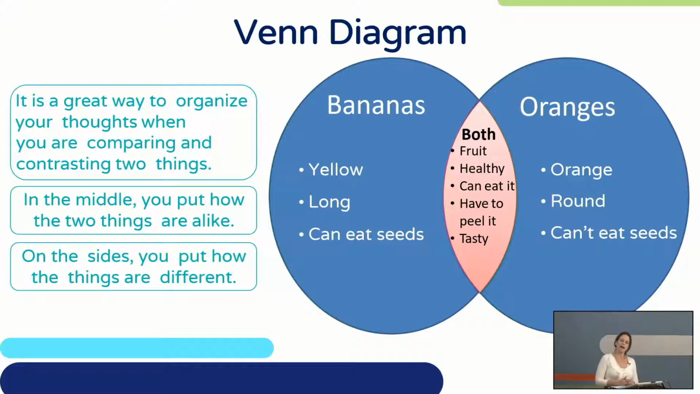So based on what I told you before about bananas and oranges, let's organize what I said. So for bananas, we said that they are yellow, that they are long, and that you can eat the seeds. Now this is only true for bananas. Now let's go to the right, the circle on the right where it says oranges. We wrote that oranges are orange, they are round, and you can't eat the seeds. Now what I wrote here is only true for oranges. And if you notice in the middle where it says both, I wrote that they are both fruit, they are both healthy, you can eat them both, you have to peel them, and they're both tasty.